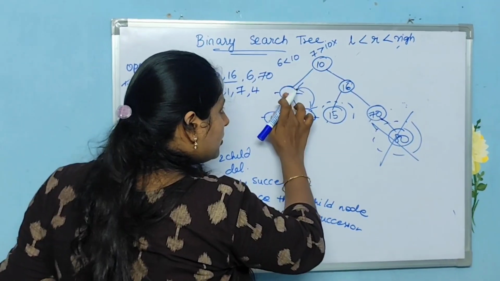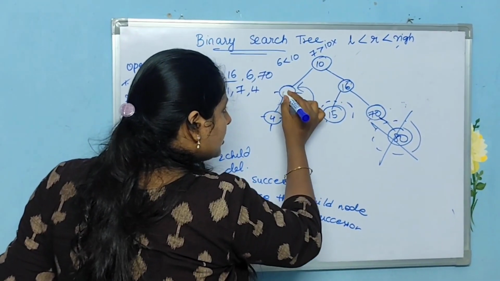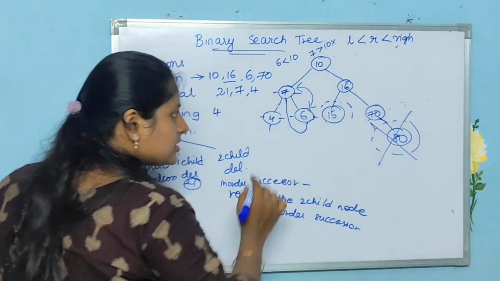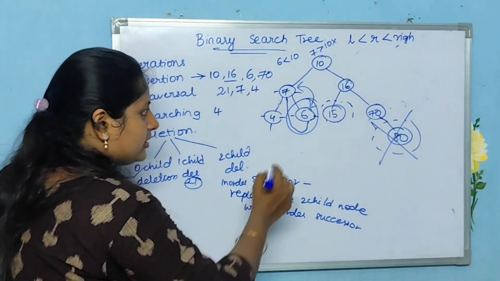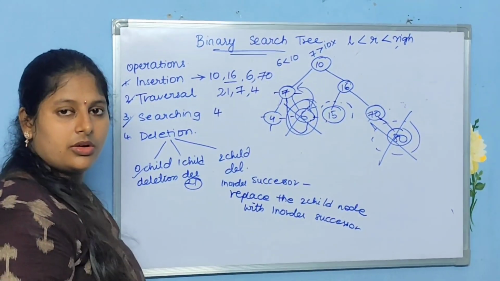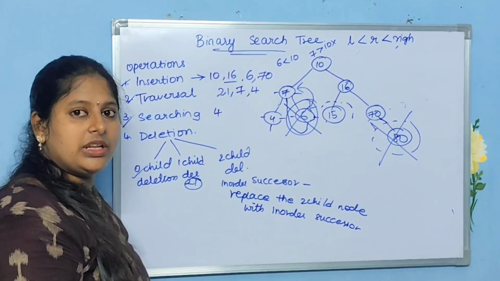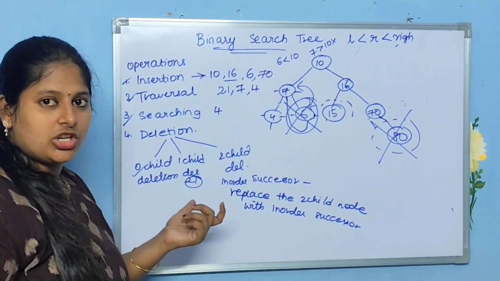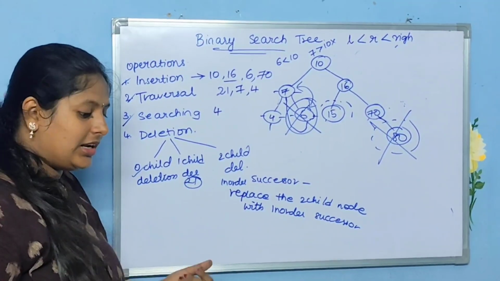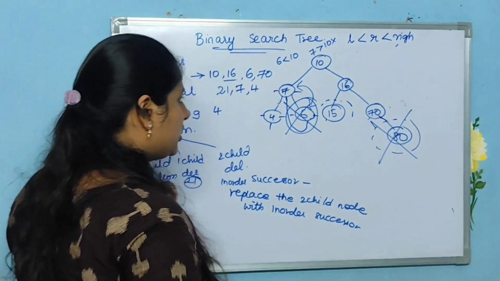Okay. Now it is 7 and this is 6. Now you want to delete 6, right? So delete it directly. Okay. So this is how you perform two child deletion operation in binary search tree. I will tell you one more example for two child deletion.